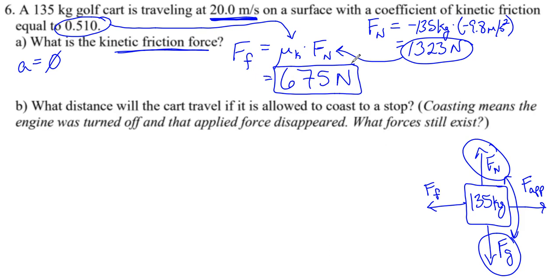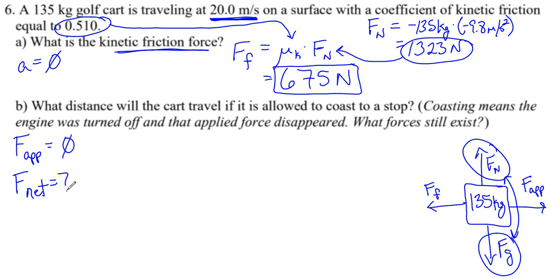For B, it says, what distance will the cart travel if it's allowed to coast to a stop? Coasting means that the engine was turned off and that the applied force disappeared. So what that means is our applied force just went to 0. Okay, so we have no applied force. So what we need to do is figure out what is the net force acting on the system.